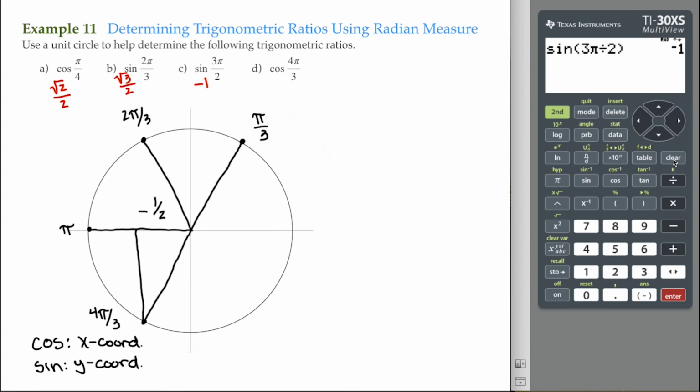Go back to our calculator. The cosine of 4 pi over 3. And look at that. We got it. Negative 1/2. And we're done.